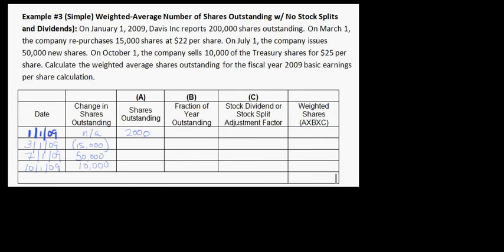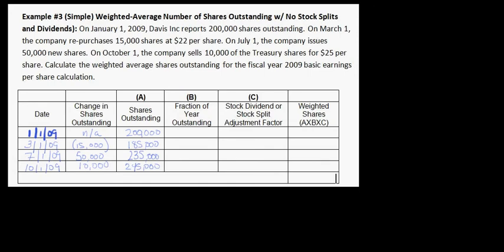Whoop, that's a little messy. Let me clean that up a bit. When they buy back 15, they have 185. They issue off of that base another 50, so now there's 235. And they end the year with 245,000. So October, November, December, they have 245,000 shares outstanding.